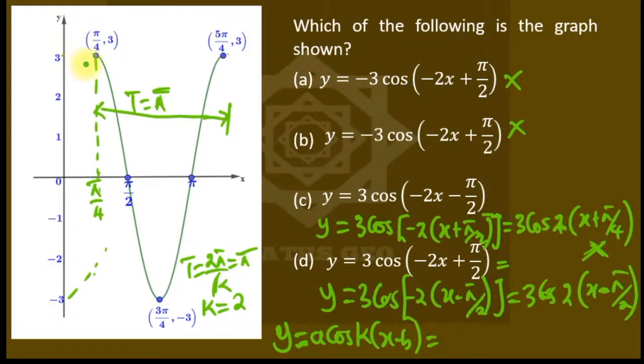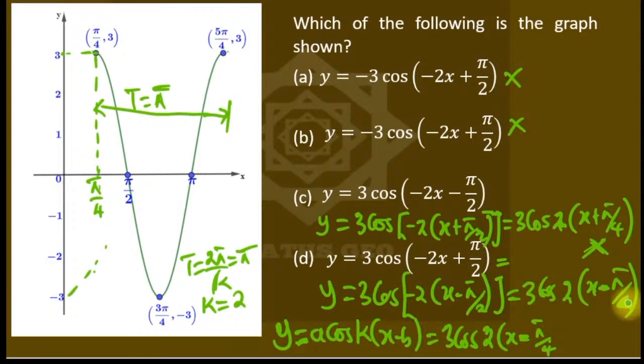So we have A. Our A is 3. Are you seeing it? 3. So I have 3 cos 2 bracket x minus, and our B, remember, from here B is pi over 4. If you factor it, pi over 4. So our answer is option D, which is correct. So that's our answer.